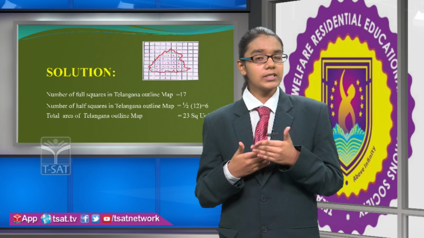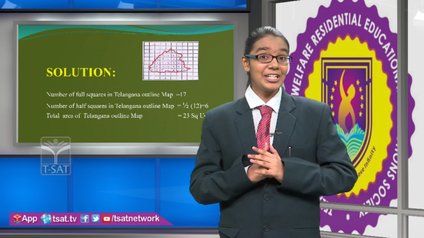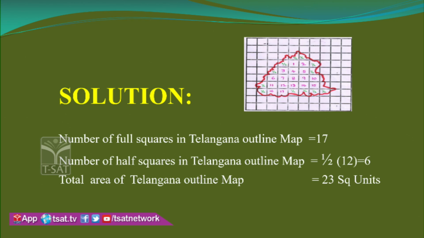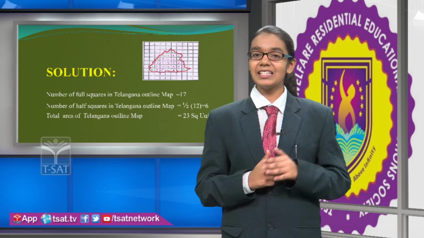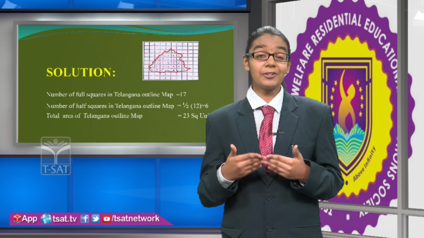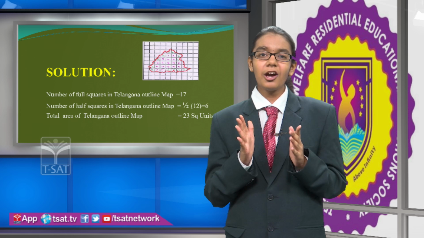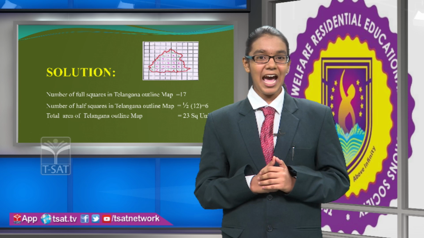Now to get the total area of the Telangana map, what should we do? You are just amazing. To get the total area of the Telangana map, we should put 17 and 6 together. That means we should add them. And the sum of 17 and 6 will be 23. So the total area of the Telangana map on grid paper is 23 square units. Here also we didn't take its sides as meters or centimeters, so we simply took its area in units. If we follow this method, then we'll get the total area of any figure by doing the sum of full squares, half squares and more than half squares.